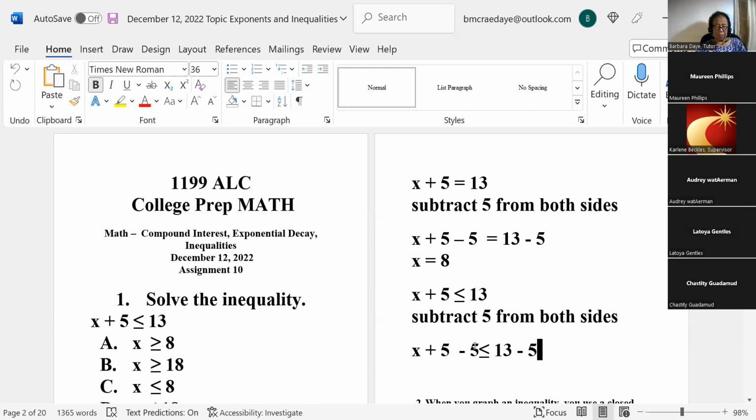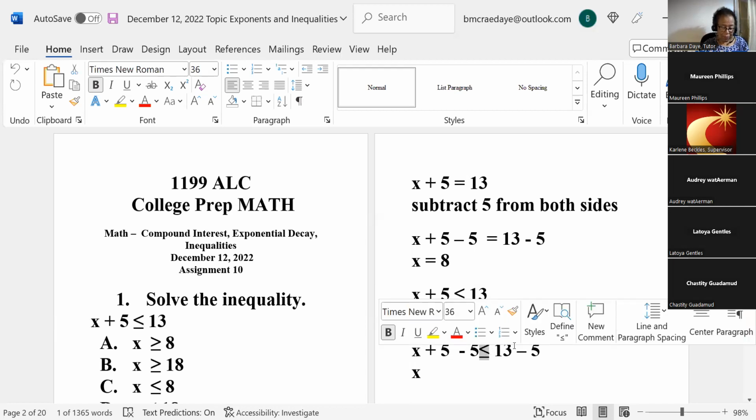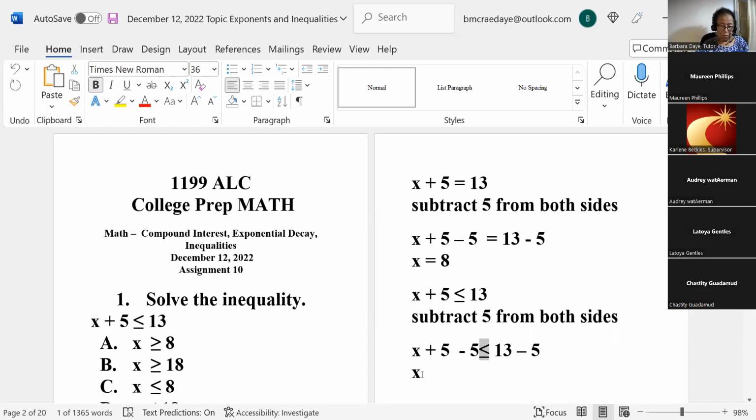5x. Just x, that's right. So that would be x. Let me just put this here. So x. And our inequality, less than or equal to. So let's just copy that there. And what do we have on the right side? 13 minus 5. 8. That's right. So which one does that match?